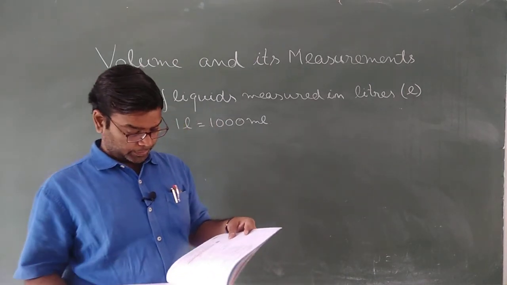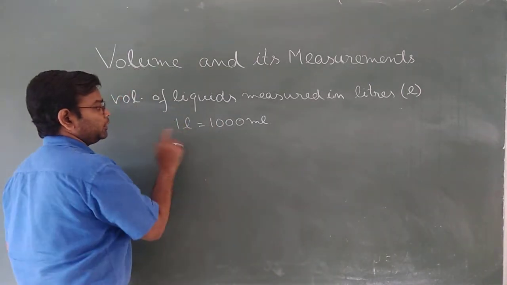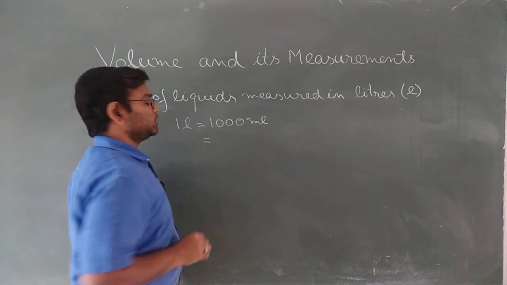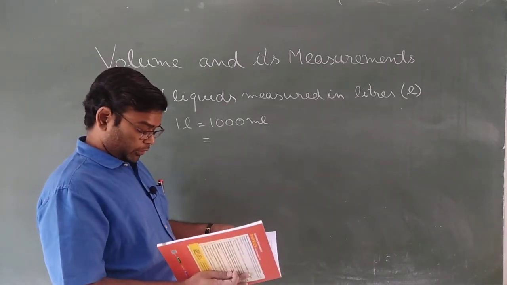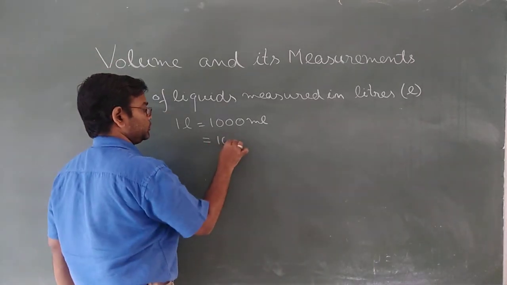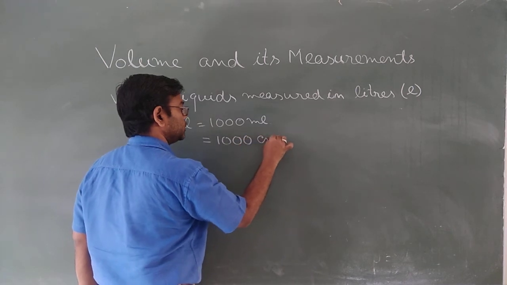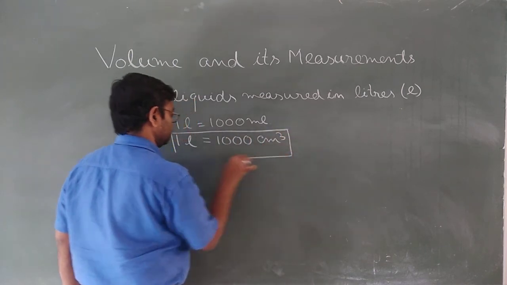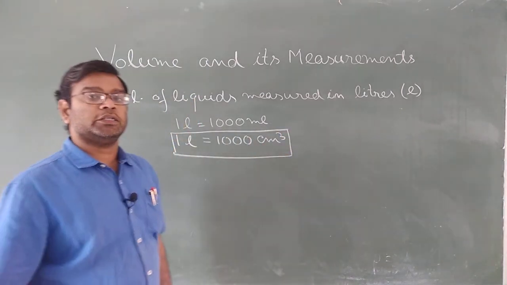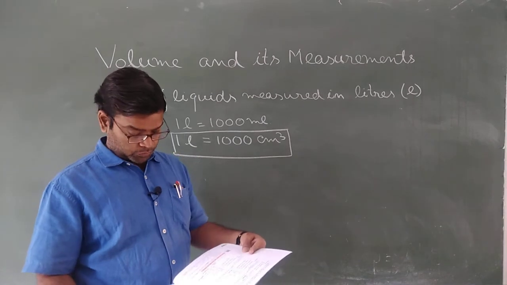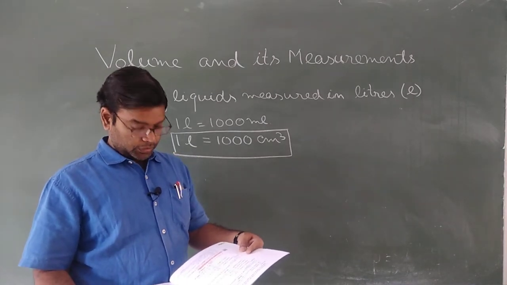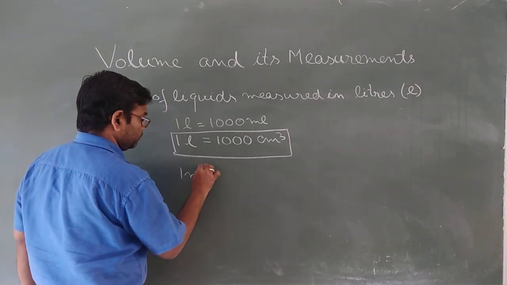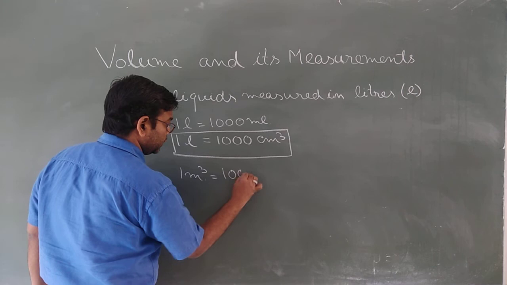But here you must always remember, do not forget, that 1 liter is also equal to 1000 centimeter cube. 1 liter is equal to 1000 centimeter cube, always remember this one. And the next point is, in 1 meter cube we have 1000 liter.